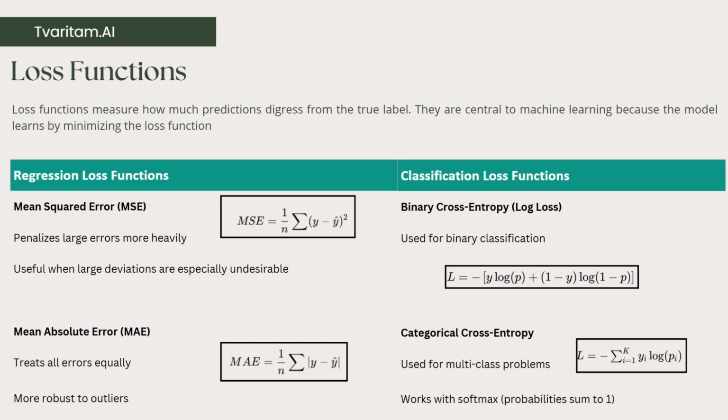Classification loss functions are similar to what we have in logistic regression. So binary cross entropy is used for binary classification, and categorical cross entropy is used for multi-class problems.